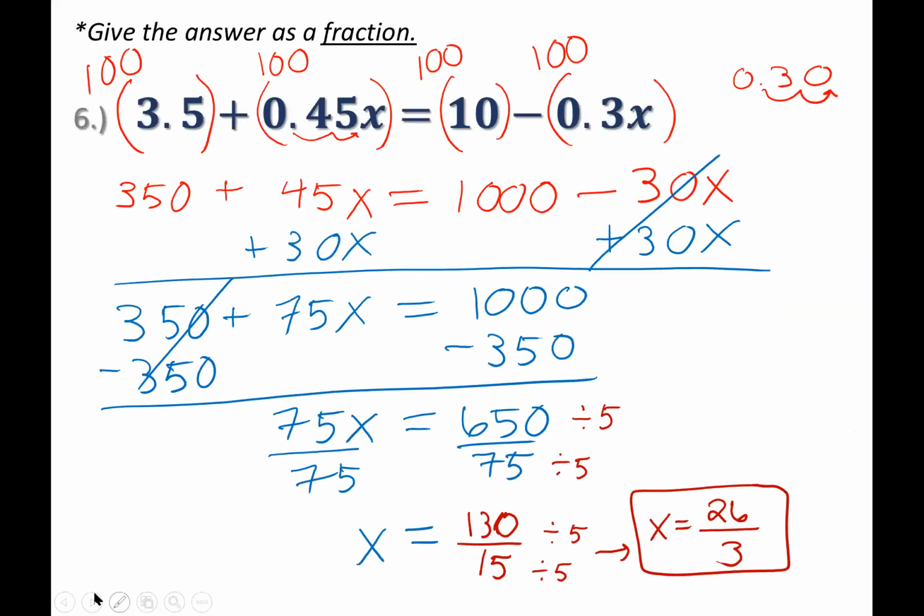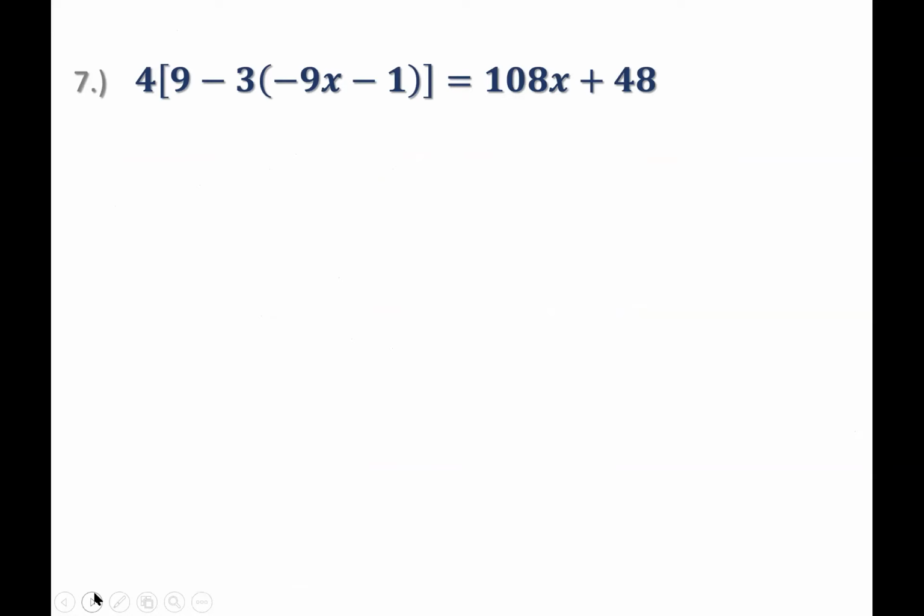Okay, so number 7 and number 8 both deal with parentheses. Number 7 not only has parentheses, it has multiple layers of parentheses. That means we get to distribute when we start. So here's the problem. 4, then there's a square bracket, then 9 minus 3, parentheses, negative 9x minus 1, close parentheses, close square brackets. That's all on the left side, equals 108x plus 48. So the simplifying that we need to do is on the left side over here.